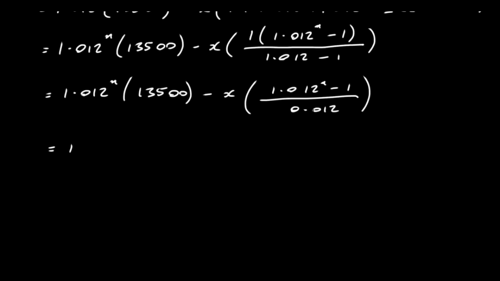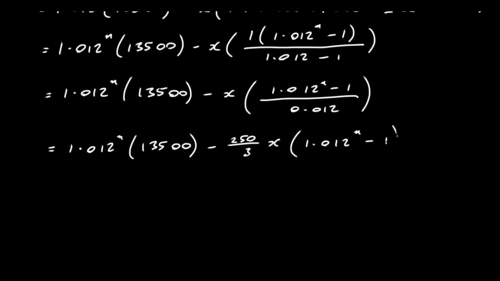Now on the next line, I'm going to just divide this into the 1 here. There's a 1 here. This is just a fraction multiplied by a fraction. So I'm going to divide this into this 1 here. So we've got 1.012 to the power of n, 13500 minus, now when you divide that into 1, so 1 divided by 0.012, you'll get 250 over 3 times x, and then in the bracket you're left with 1.012 to the power of n minus 1. So the next thing I'm going to do is just multiply out this bracket here.